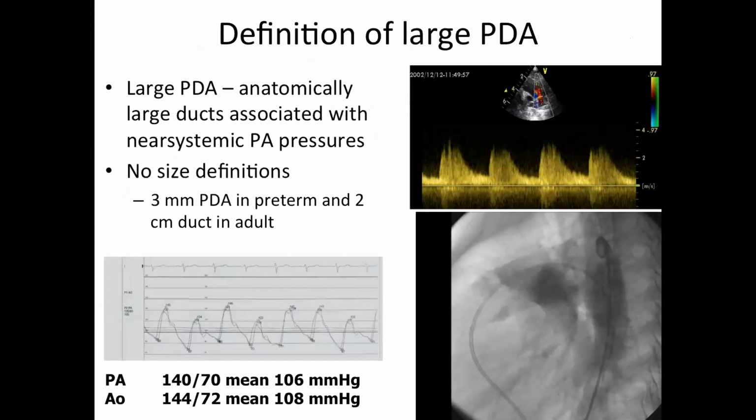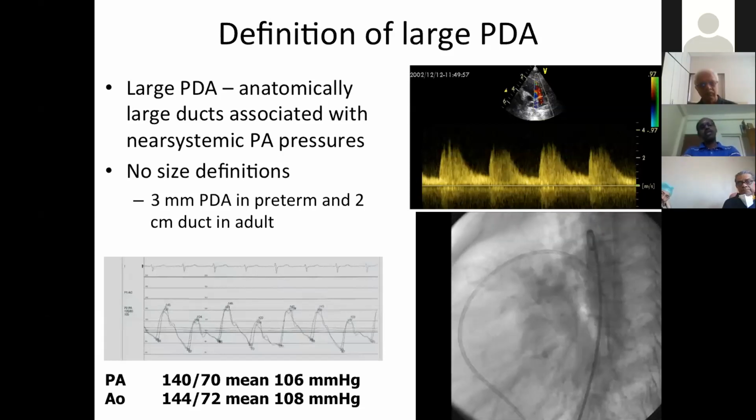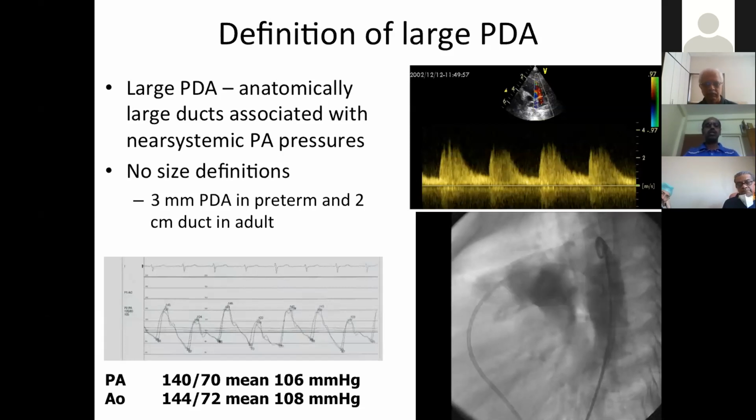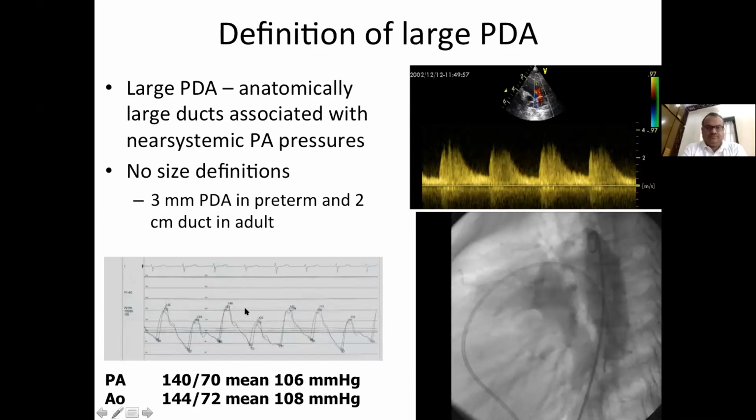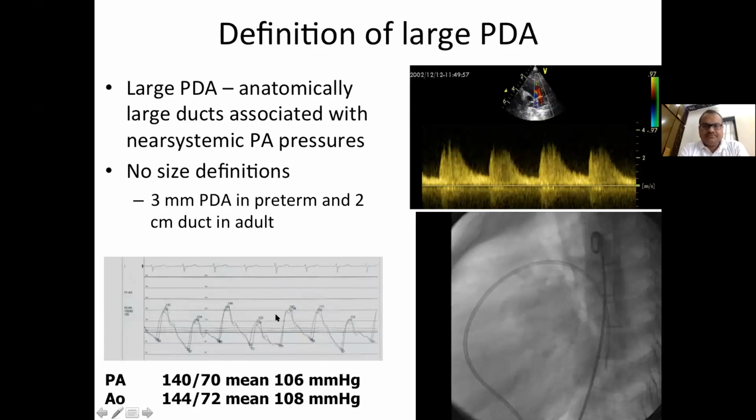Definition of a large PDA. Basically what we mean is anatomically large looking ducts. As I mentioned earlier, we cannot compare with another structure, but with near systemic pulmonary artery pressures. No size definitions. A preterm with a 3 mm PDA is very large. In an adult, a 2 cm PDA is very large. What is the correlate? A pulmonary artery pressure more than 50 to 75% of systemic is going to possibly tell that the PDA is large. However, there is a caveat.